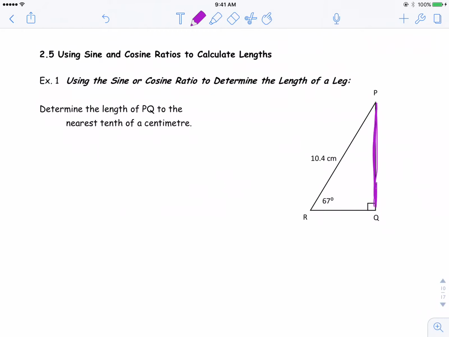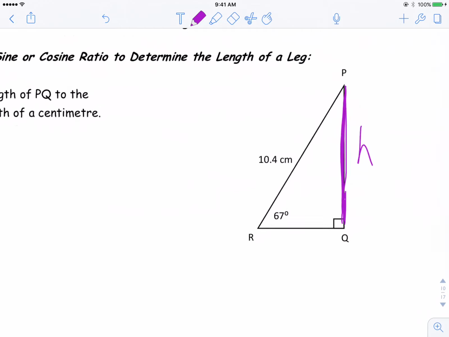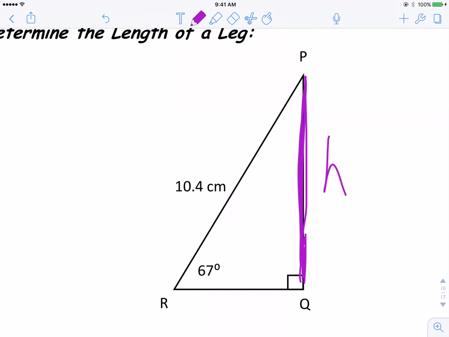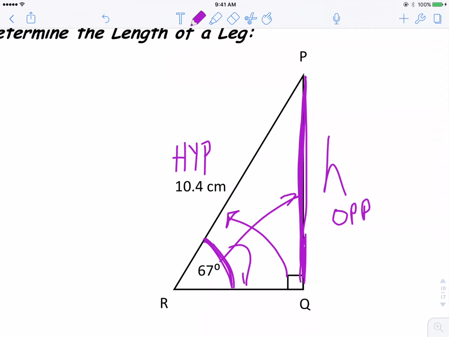I'm going to call this H, just for simplicity. Okay, so here's our triangle. We have some information. What we don't have yet are any labels, so we need to quickly label our triangle. 10.4 is our hypotenuse. It's opposite to the 90-degree angle. It's the longest side of the triangle. Here's the angle we're talking about, 67 degrees. This H would be my opposite side, and this one here would be my adjacent side.